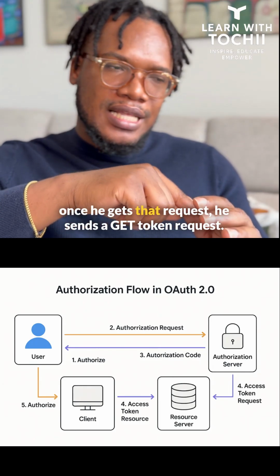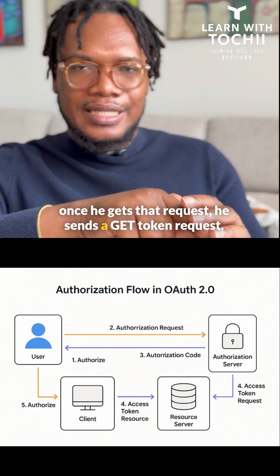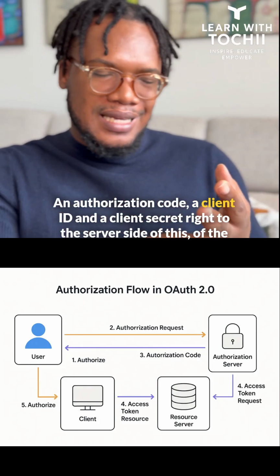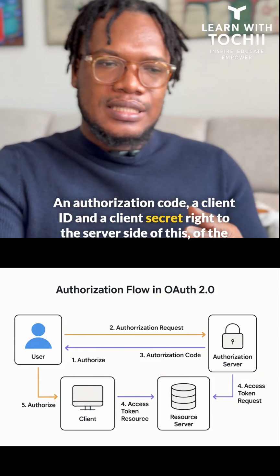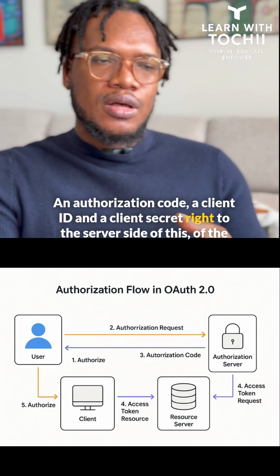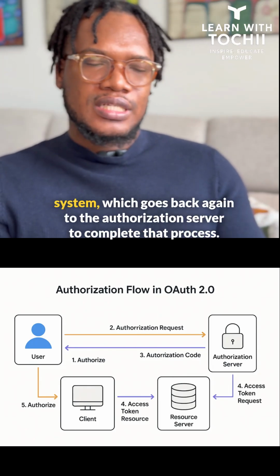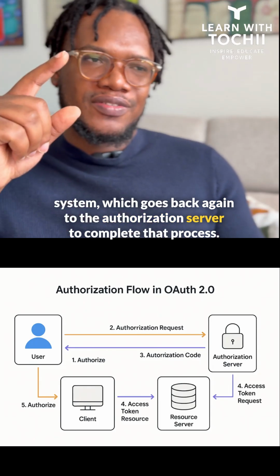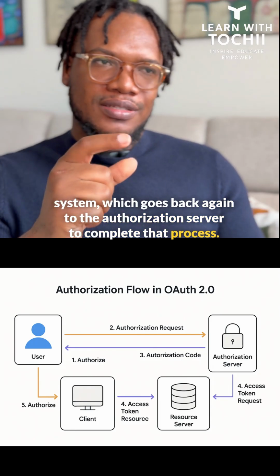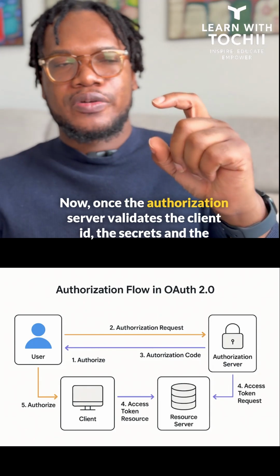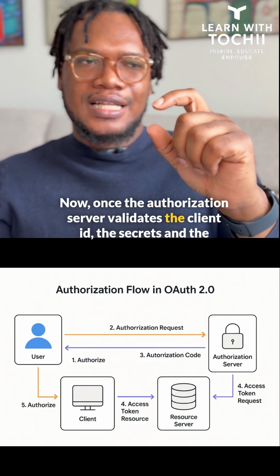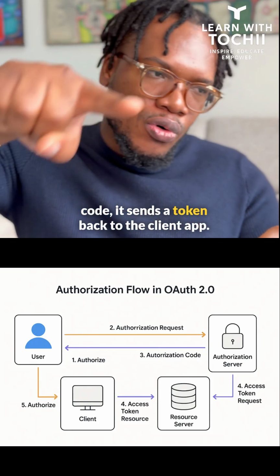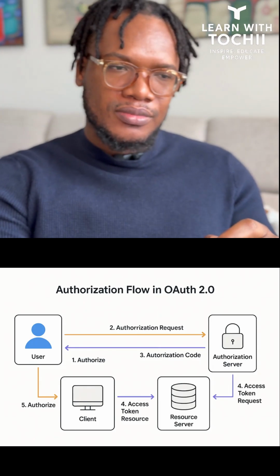And once it gets that request, it sends a get token request with an authorization code, a client ID, and a client secret, right, to the server side of the system, which goes back again to the authorization server to complete that process. Now, once the authorization server validates the client ID, the secret, and the code, it sends a token back to the client app, right?